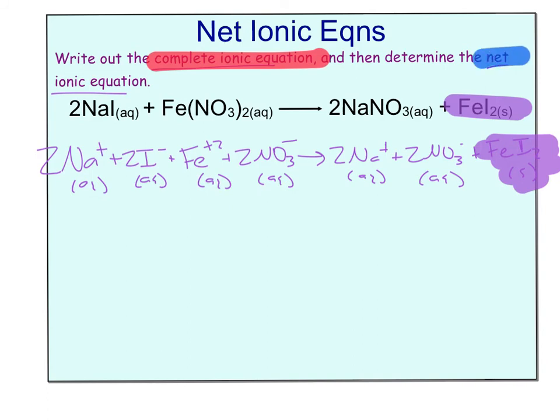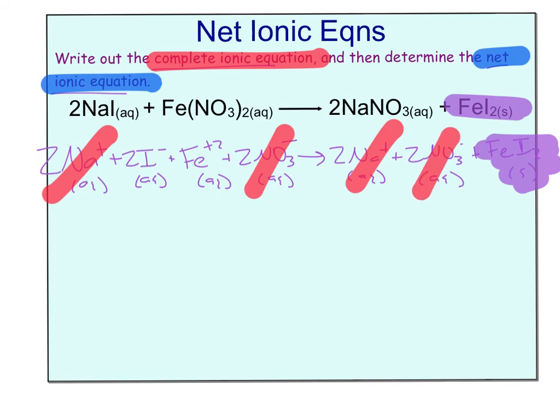Now for the net ionic equation, you are going to cross out what is exactly the same on both sides. These are your spectator ions. They're the ones who aren't doing anything. So they need to be identical. So I'm noticing 2 Na+, 2 Na+, 2 NO3-, and 2 NO3-. Those are the only things that I'm seeing that are identical.